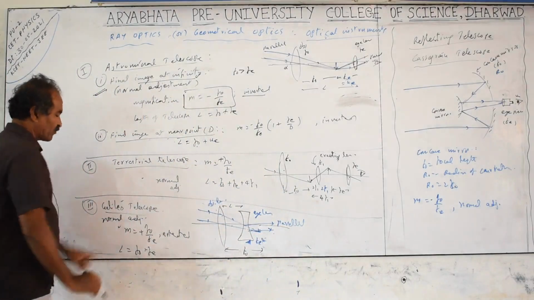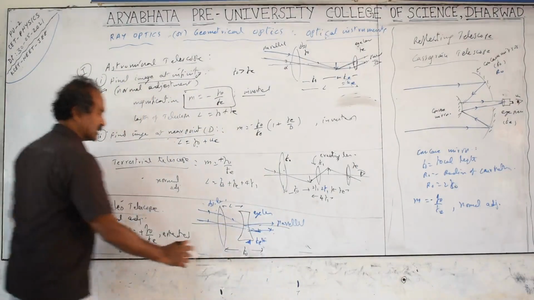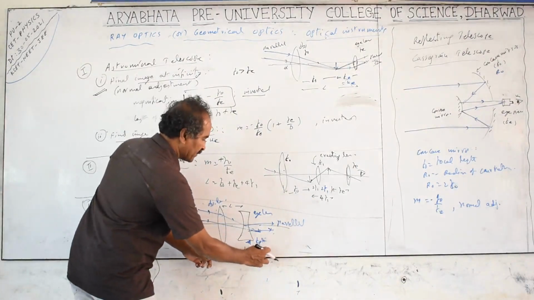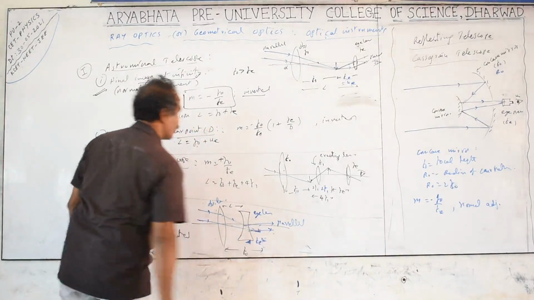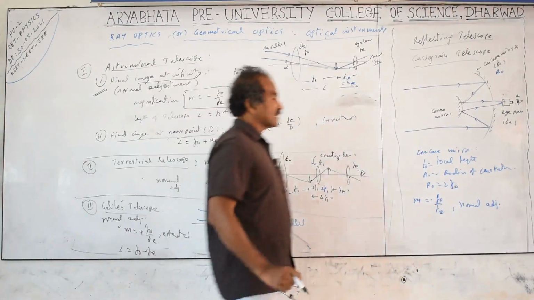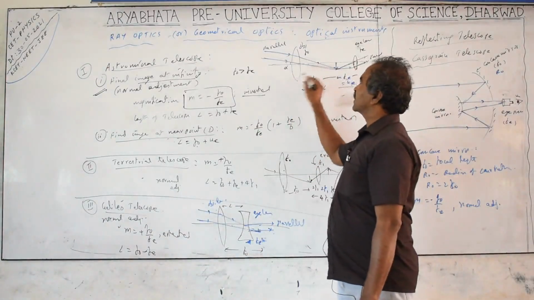Magnification is FO by FE, but the plus sign means an erect image. The length of the telescope is FO up to here, and from this you have to subtract FE, the focal length of the eye lens. So the separation is L equal to FO minus FE. Okay, these are the refracting telescopes, where light has to pass through the lenses by refraction.